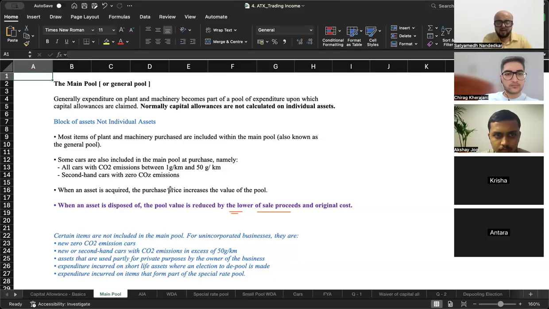ठीक है. When an asset is acquired, the purchase price increases the value of the pool. And when an asset is disposed of, when you sell an asset, you have to subtract something from the pool. What is that value? You have to subtract the lower of sale proceeds and original cost. ठीक है. So whatever are the sale proceeds on disposal of assets in the pool, compare that with the original cost of that particular asset. The lower of the two will be subtracted.